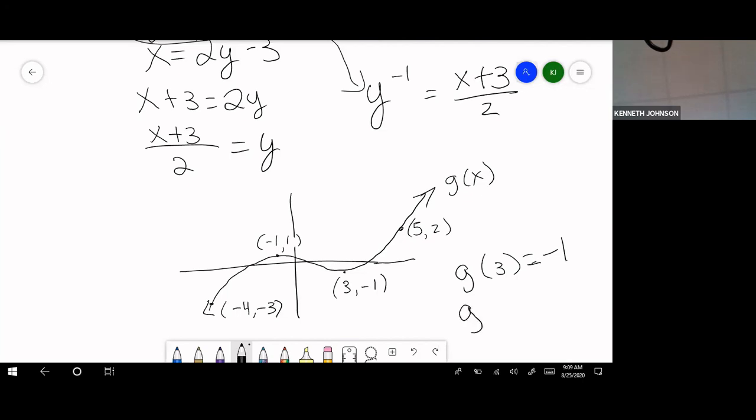A little bit harder though is what is g inverse of 2? Now, this doesn't say find x equals 2 and find the y value. This is the inverse. It's telling you to do the opposite. So what it's asking you is, since it's inverse, what x value do I get when y equals 2? What x value do I get when y equals 2? 5. So g inverse is asking what x do you get when y equals 2? And I know that fooled or confused some people.